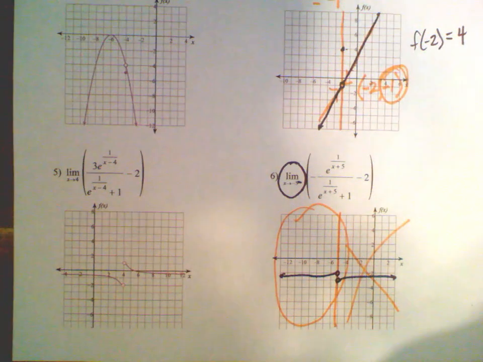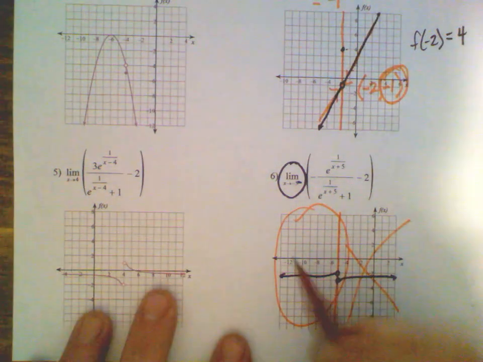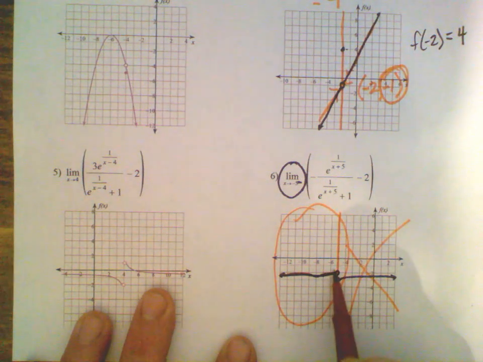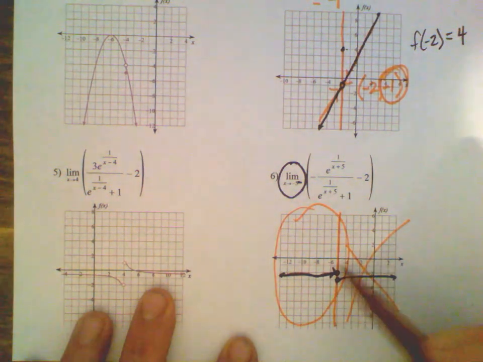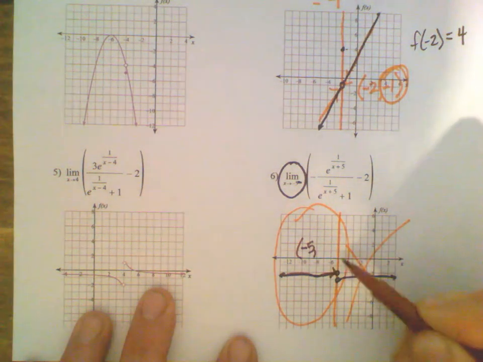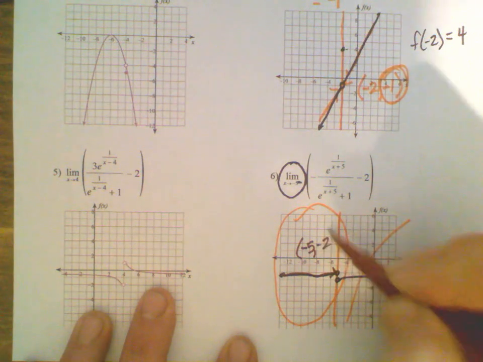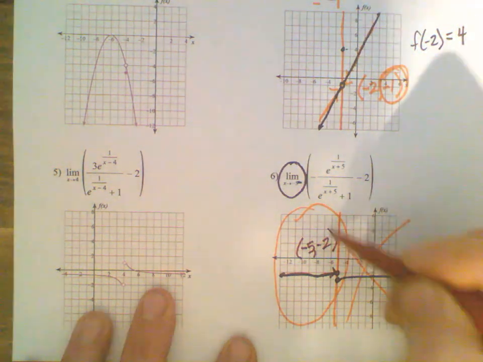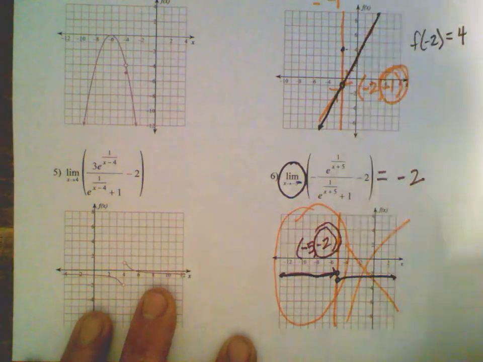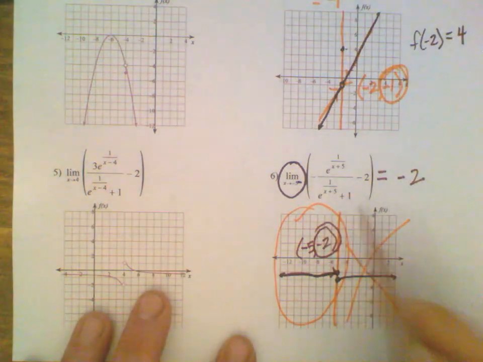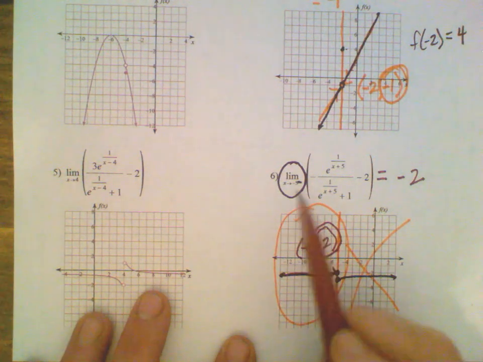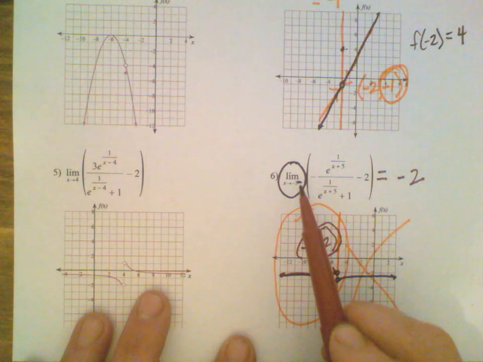And so I'm going to see where that graph is headed. If I follow that from the left, it follows this little curve. Where is it headed? It's headed to that point. That point is at (-5, -2). And so the y value there is my limit, and my limit is -2. Again, it doesn't matter how ugly this function is. All it matters is where this graph is headed, in this case, on the left.